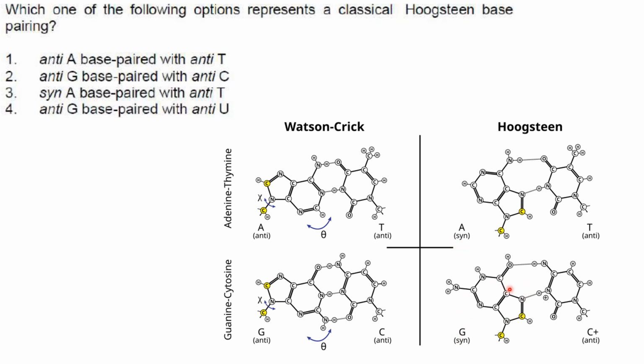Similarly, this purine also can base pair with anti-C at different positions, not the normal Watson-Crick base pair positions. So here it is a double bond, here it is a triple bond. See the difference? So it is syn G with anti-C. So here if you see the options, it is syn A base paired with anti-T. Answer is option 3. Then anti-G base paired with anti-U, anti-G base paired with anti-C, anti-A base paired with anti-T, all that are not correct.